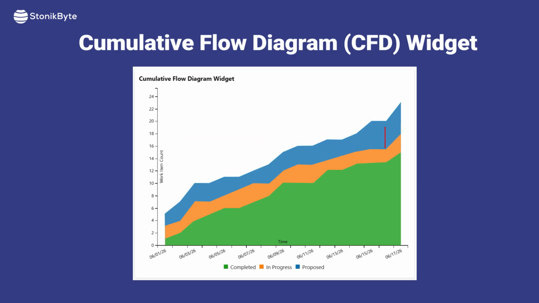If the proposed band is getting larger, that could indicate that the team has capacity problems. An expanding in progress band indicates that the rate of items in this state is faster than the exit rate, so potential blockers. If the completed bar remains flat, it means your team is not completing the work as expected. The Cumulative Flow Diagram not only provides information about the number of items in each state, but it can also indicate your lead time and cycle time.